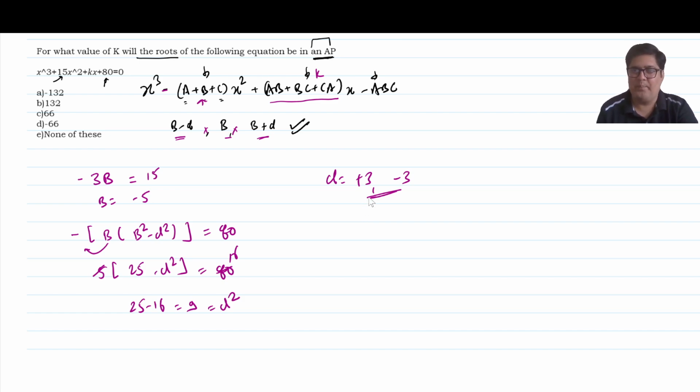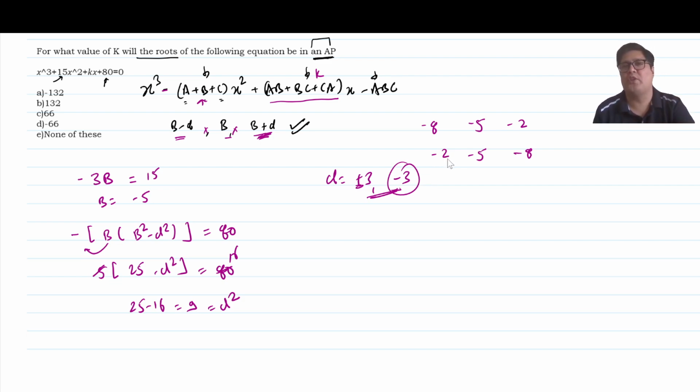Let us test both. If the central root is minus 5 and I add the common difference, let us say this is the difference, minus 2. If I subtract, minus 8. If the central term is minus 5 and I am adding minus 3, I get minus 8. I am subtracting minus 3, so minus 2. So look at this, in both cases the roots do not change. Roots did not change.